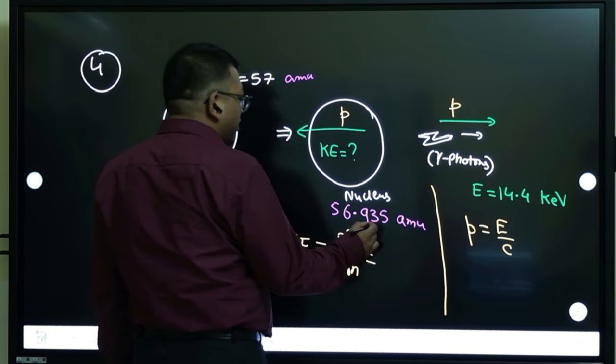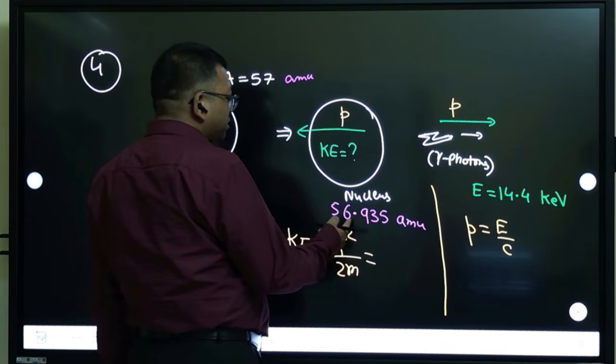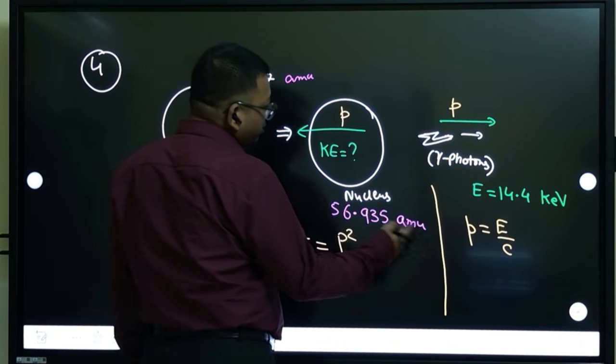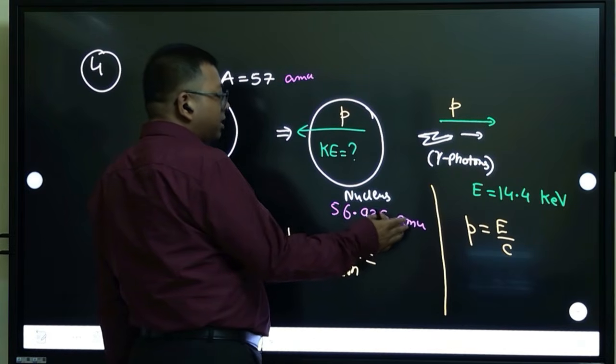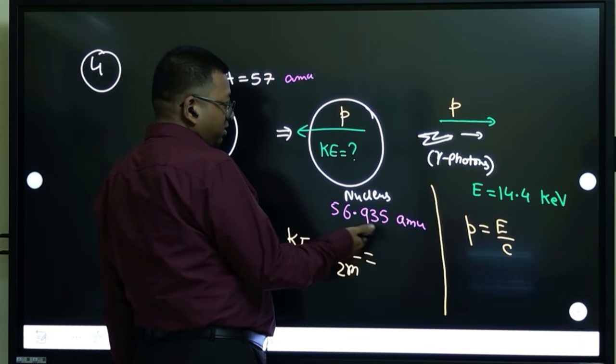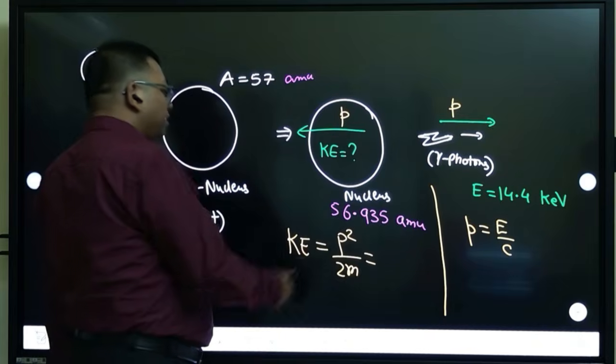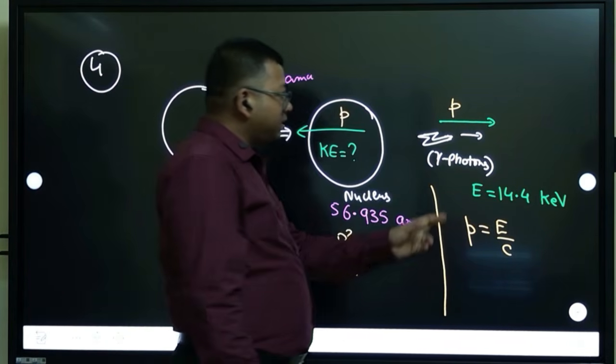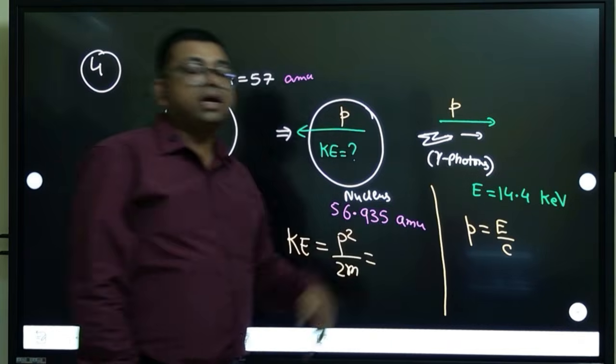P square by 2 mass. This mass we already know, because this mass is 56.935 into 1.66 into 10 to the power minus 27. That means we can convert this mass to kg, and this momentum is E by C. We can do the calculation. Tell me.